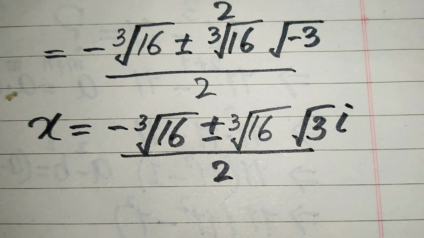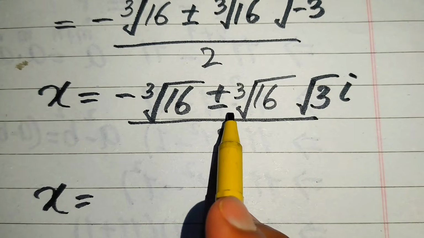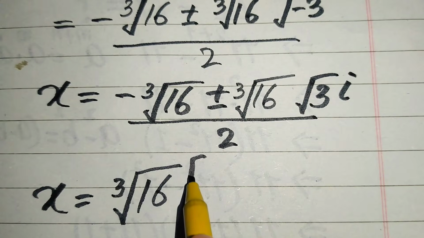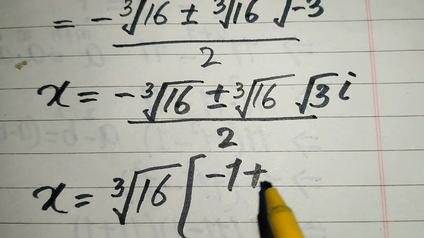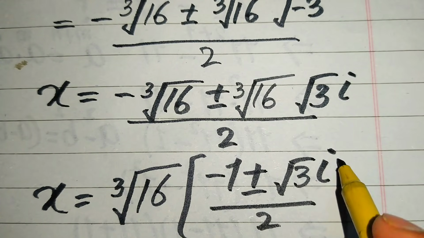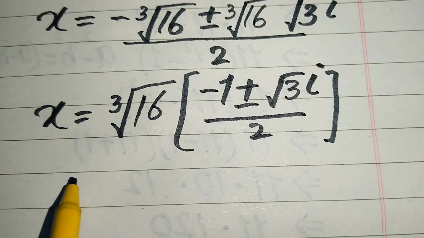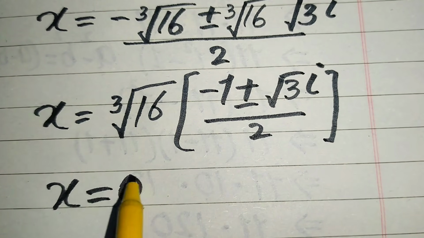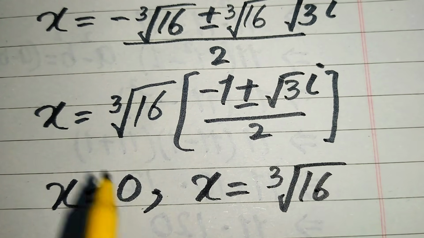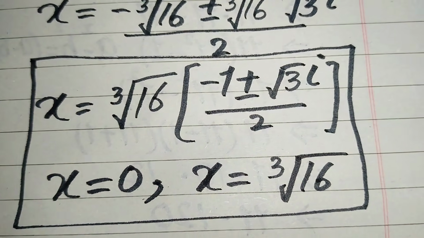So these are the other two complex roots of the given equation. So we write this into the more simplified form. For this we take common cube root of 16 here, and we get the remaining values are cube root of 16 into, from here we get minus 1 plus minus square root of 3 iota, and it is divided by 2. So these are the other two complex roots of the given equation, and the other two real roots are x is equal to 0 and x is equal to cube root of 16. So these are the total 4 roots of the given equation which we get here in this method.